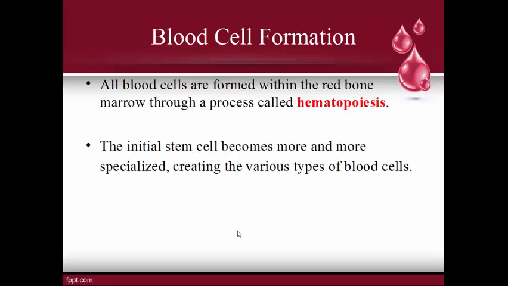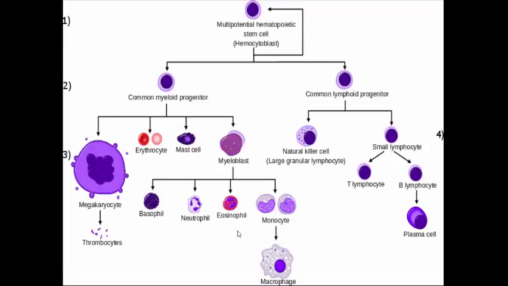Now, all blood cells are formed within the red bone marrow of long bones, called hematopoiesis. So, there's one initial stem cell that leads to more specific cells and more specialized cells, and from that one stem cell, that's where you get all the white blood cells, all the platelets, all the red blood cells. So all blood cells are formed within bone marrow, and this is how this looks.